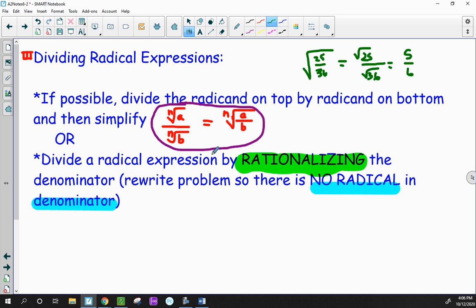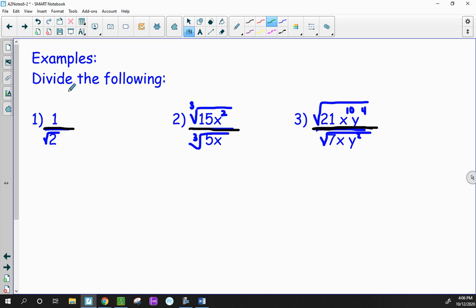You're going to divide a radical expression by rationalizing the denominator. We used that word when we did the complex unit last unit. You're going to rewrite the problem so there is no radical in the denominator. So your whole goal is to make sure you do not leave a radical, square root, cube root, fourth root, whatever it is, in the denominator of your answer.